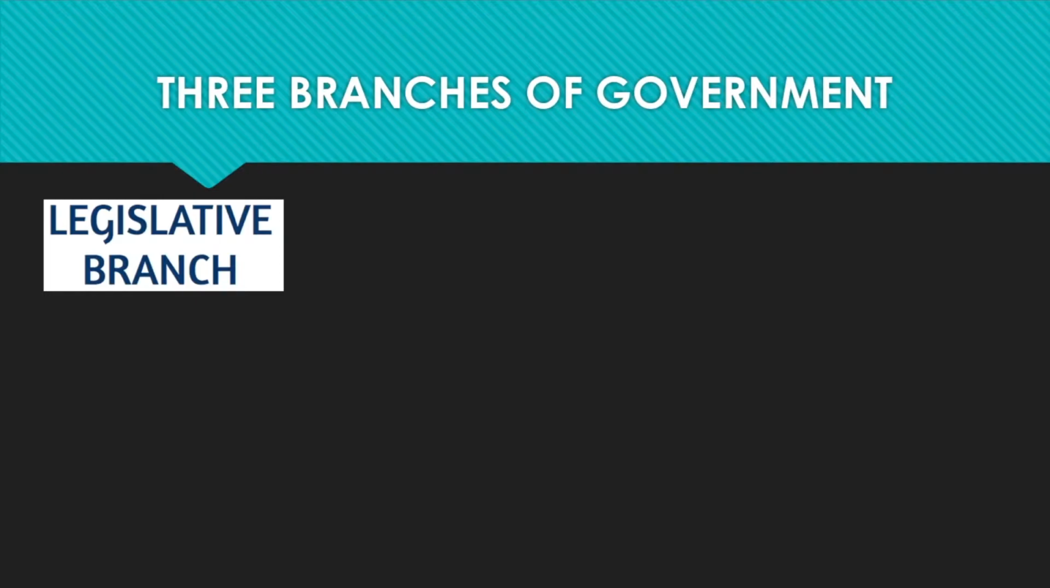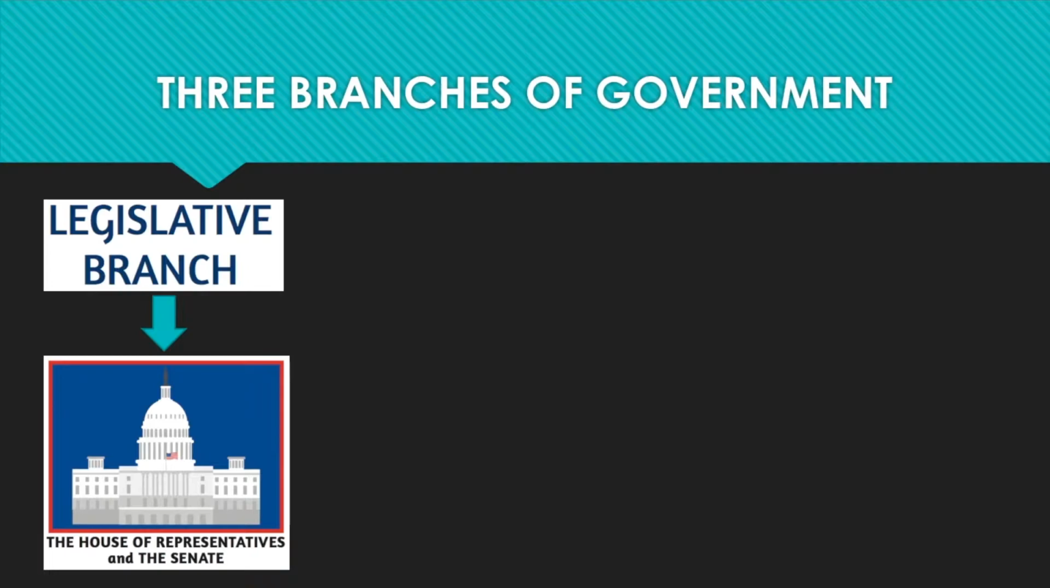All right, go ahead and tell the screen, what does the legislative branch do? If you are saying that they make bills into laws, you are correct. A great example of the legislative branch is the House of Representatives and the Senate. These are 2 different chambers of the Congress.